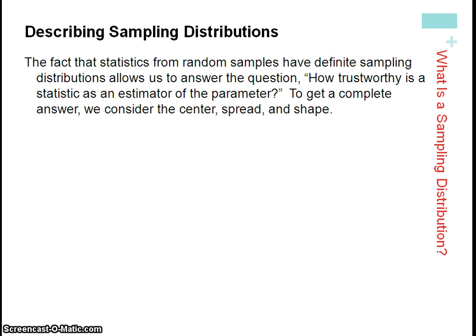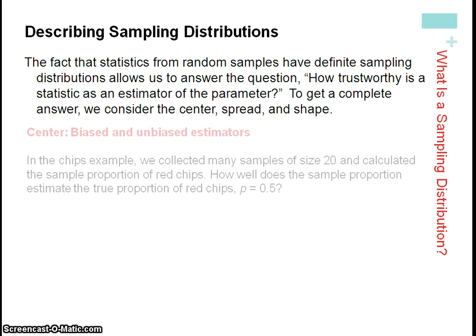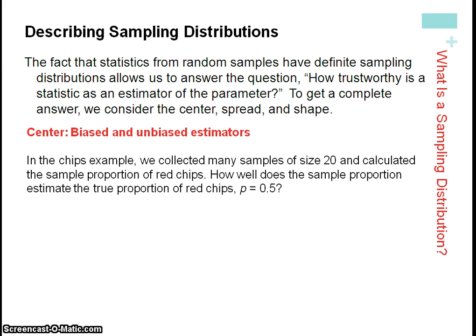The fact that statistics from random samples have definite sampling distributions allows us to answer the question, how trustworthy is a statistic as an estimator of the parameter? To get a complete answer, we consider the center, spread, and shape. In the chips example, we collected many samples of size 20 and calculated the sample proportion of red chips. How well does the sample proportion estimate the true proportion of red chips of 0.5?